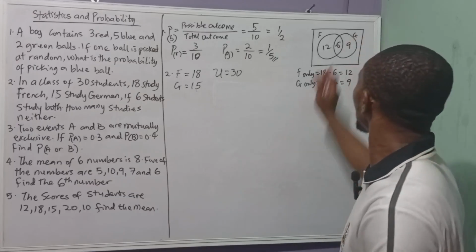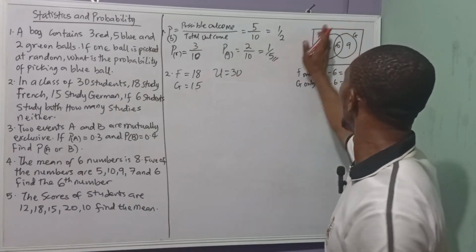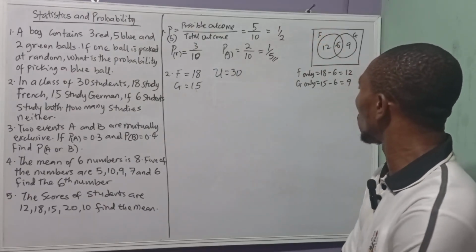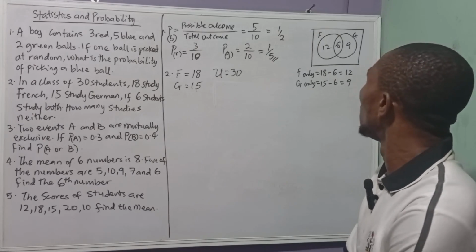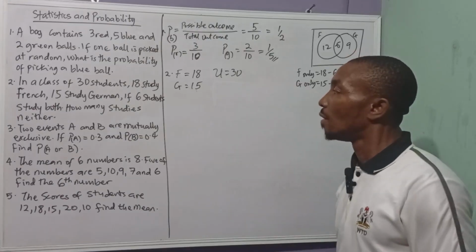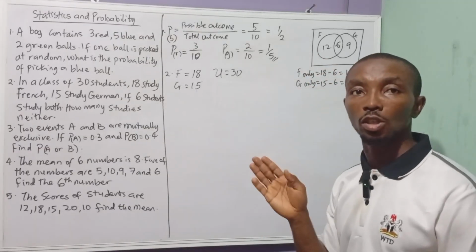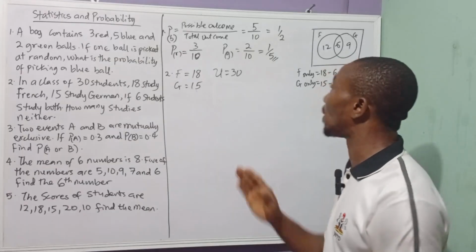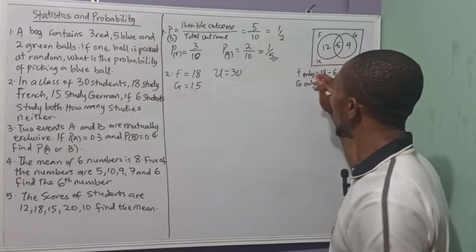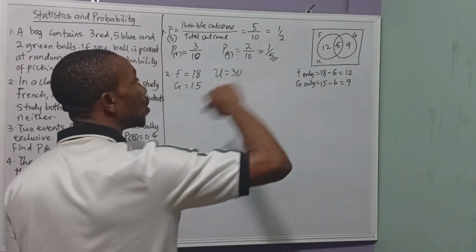Now, if we look at our French circle, 12 plus 6 gives us 18, and our German circle, 6 plus 9 gives us 15. So that makes it complete. Now, they said we should find out those that study neither. Those that study neither means those that study neither French nor German. They don't study any of the 2 subjects. So their set of people will be outside the French circle or German circle.